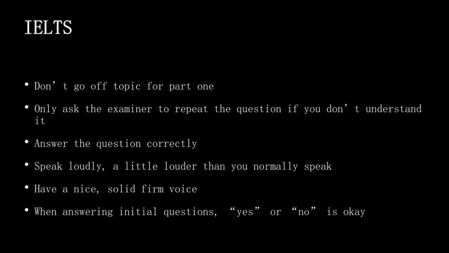Only ask the examiner to repeat the question if you don't understand it. Don't answer the wrong question. If you're not sure what someone's asking, then don't just start answering. Have them repeat it. Say, I'm sorry, I didn't understand what you were asking me. So that goes along with answering the question correctly. It's okay to do that maybe once or twice. If you do it for every question, that's going to look bad. But once or twice, it's okay. It's fine. They shouldn't knock off points for that. And it's much better to understand what they're asking than to not understand it and give a completely wrong answer.